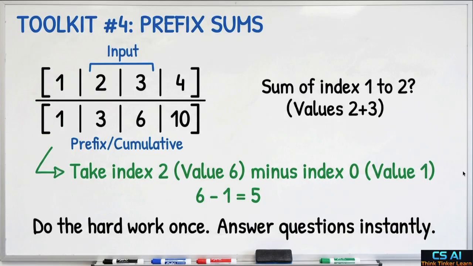Now, if someone asks for the sum of the values from index 1 to 2, you don't need to loop. You can find the answer with a single subtraction, as shown here in the example. This allows you to answer any range query instantly in O(1) time.